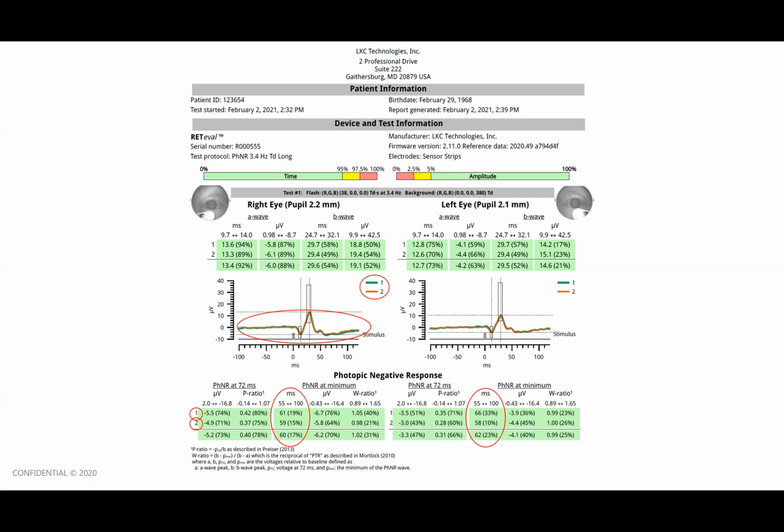This is also a number that you could look at over time. So if you're seeing a patient every 6 months, every 12 months, you could say, hey, is their implicit time getting worse? And if it is, that could indicate that their glaucoma could be getting worse.